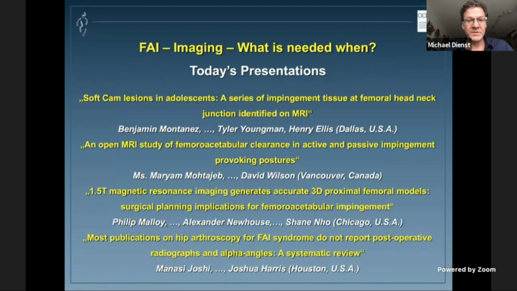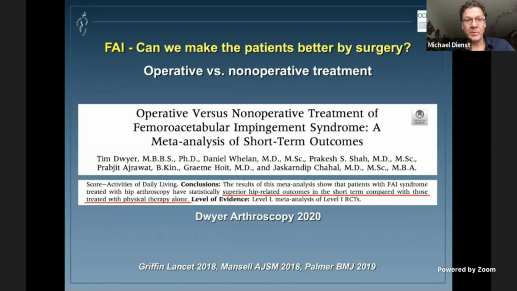So this is also one of the topics of our lectures today. We will have some lectures on soft tissue lesions. We will have lectures on model printing from 3D data sets. I'm looking forward to hearing that later.